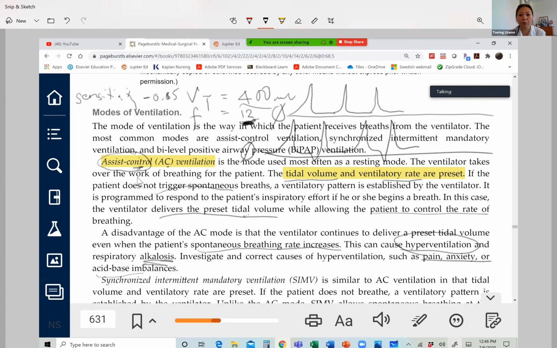So if you have to change the rate, can we change the rate from 12 to 10 or something? It will not be advisable to drop the respiratory rate less than 12 on assist control. It's not safe, because I'll show you. If we drop that, let's say, to 10, what if this patient stops breathing?